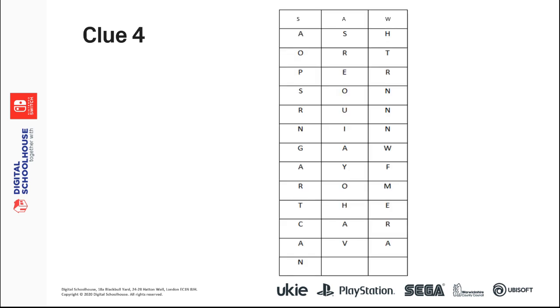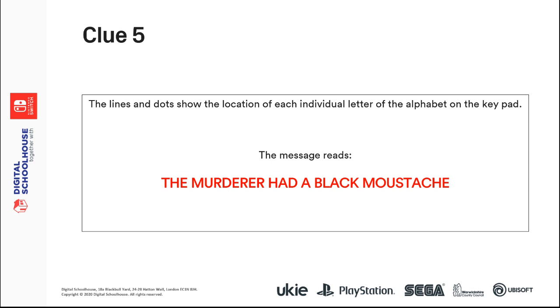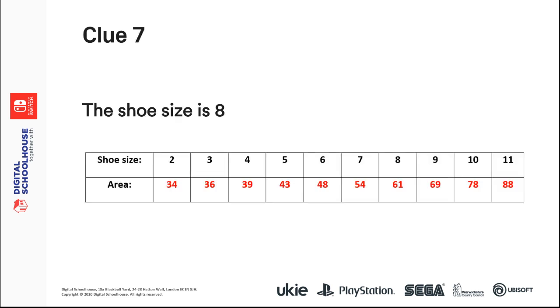Clue 4 had to be read in a mirror, and it said that they saw a short person running away from the caravan. Clue 5 was that the murderer had a black moustache. Clue 6 was the number is 29. Clue 7, the shoe size was 8. And you can see the area has been filled in there.